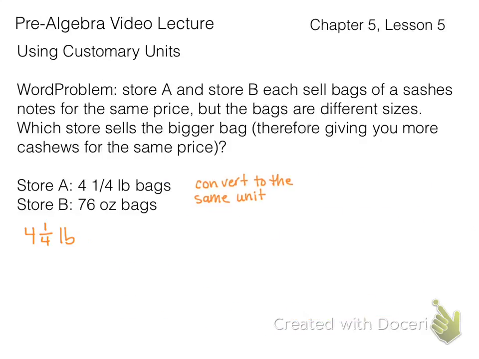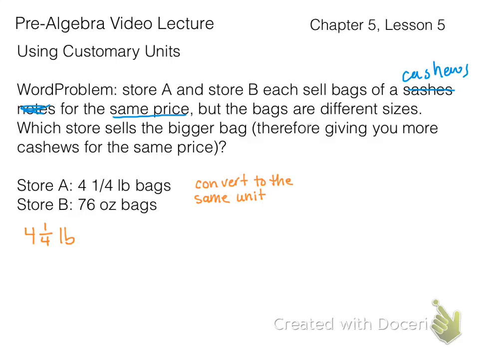Store A and Store B each sell bags of cashews, by the way, for the same price, but the bags are different sizes. Which store sells the bigger bag? Therefore, you're getting more cashews for the same price, because remember, the bags are the same price. All right, so Store A has a 4 1/4 pound bag, and Store B has a 76-ounce bag.